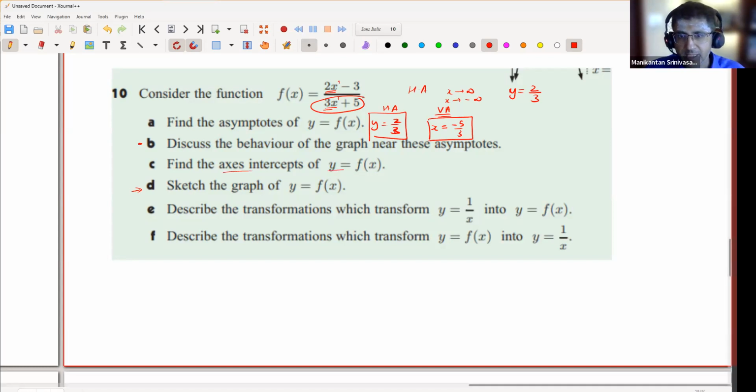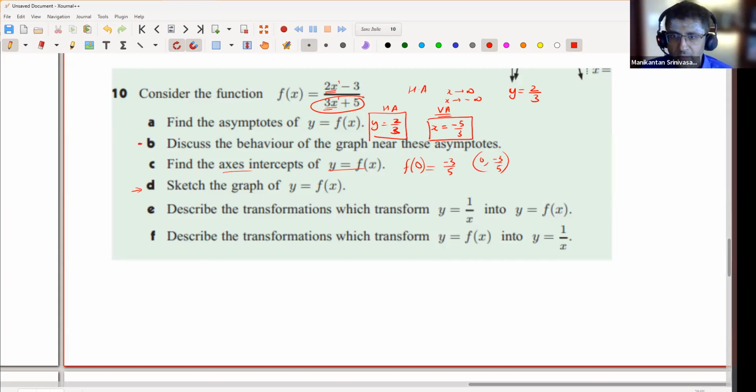Find the axis intercepts of y equal to f of x. Axis intercepts are what? Vertical intercept and horizontal intercept. Y intercept and x intercept. Y intercept is when x is 0. So that is 0 minus 3 by 0 plus 5, which is minus 3 by 5. So it passes through the point (0, minus 3 by 5).